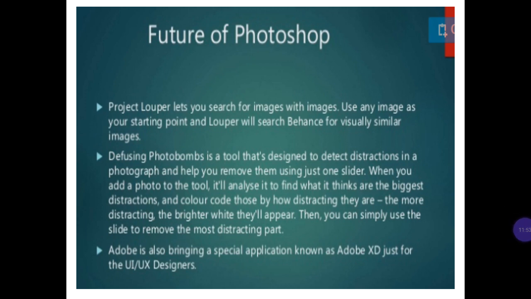Future of Photoshop. Project Looper lets you search for images with images. Use any image as your starting point and Looper will search Behance for visually similar images. Diffusing photobombs is a tool designed to detect distractions in a photograph and help you remove them using just one slider.